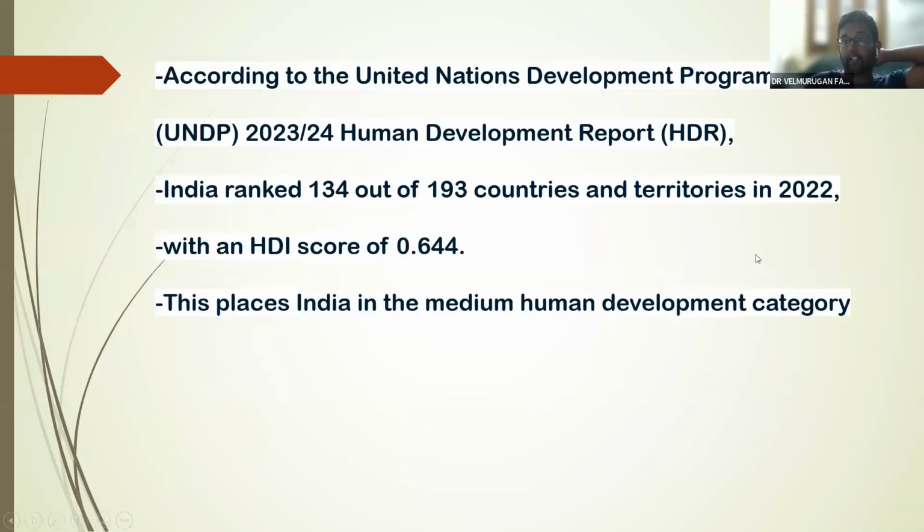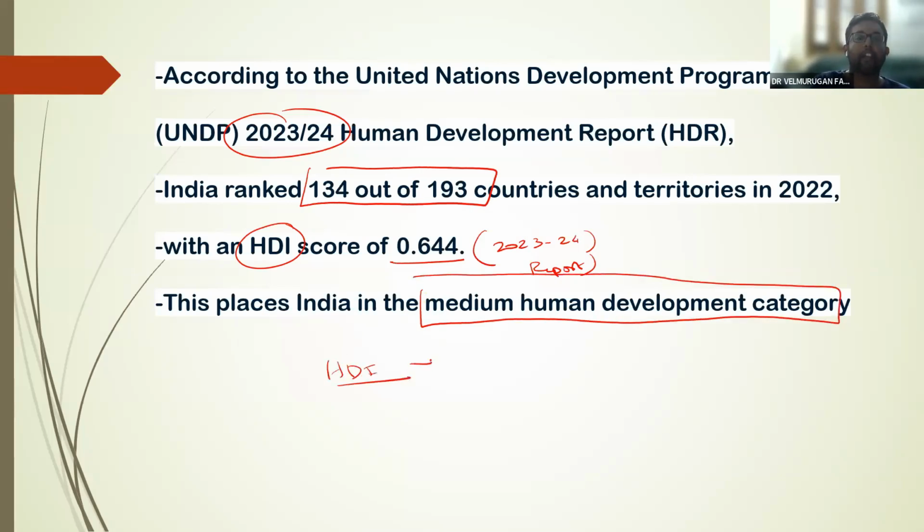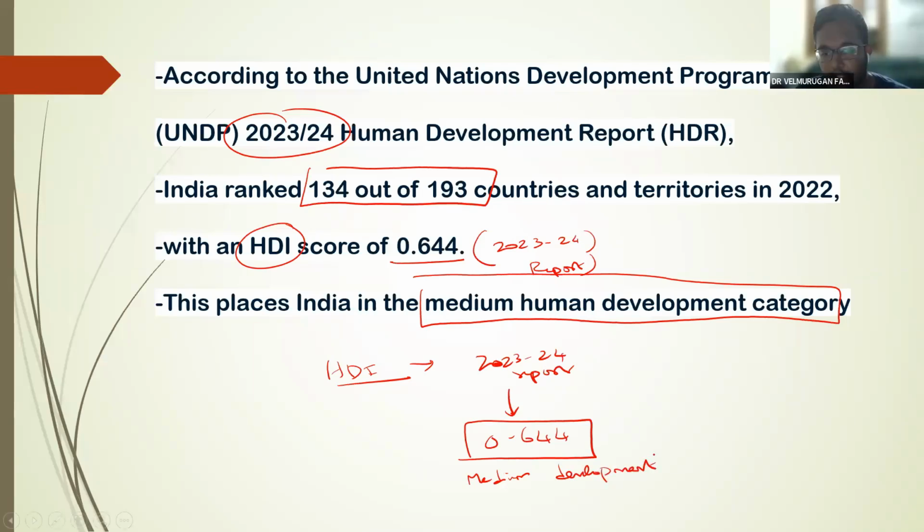Next, recently, in the 2023 to 24 report, they released the HDI, Human Development Index. The report calculated it for 2022. In this recent report, India's rank was 134 and India's score was 0.644. So India is in which category? It is in the medium development category. According to the Human Development Index 2023 to 24 report, which was released recently, India's score is around 0.644 and it comes under the medium development category.